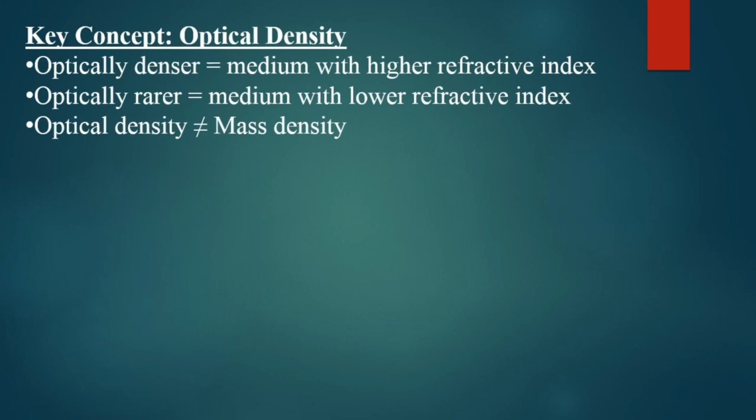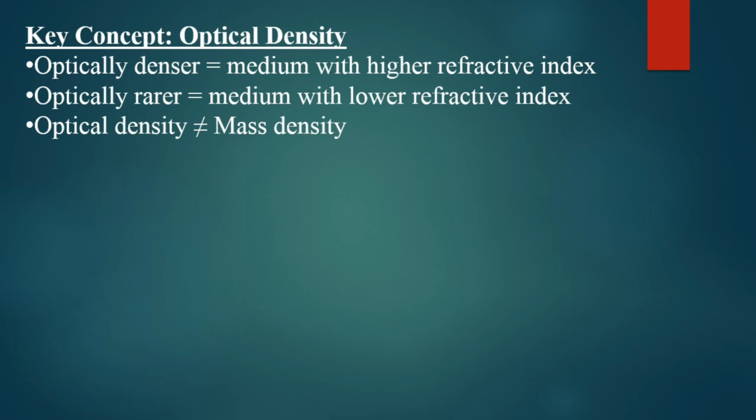Optical density. Optically denser means the medium has a higher refractive index. Optically rarer means the medium has a lower refractive index. Optical density is not the same as mass density. For example, a medium can be optically denser but physically lighter, like kerosene compared to water.